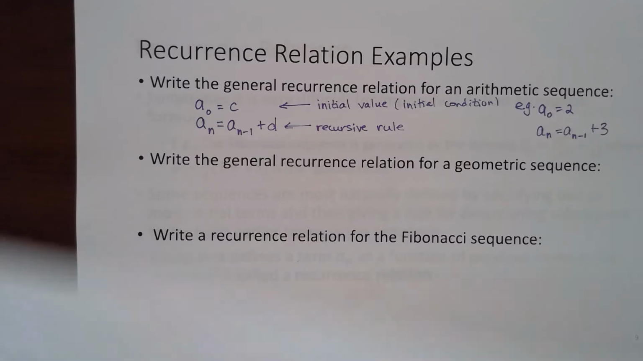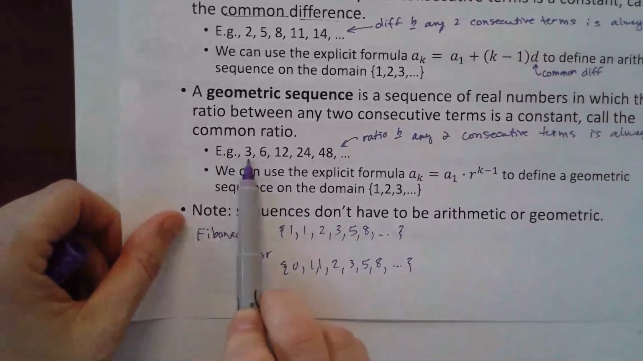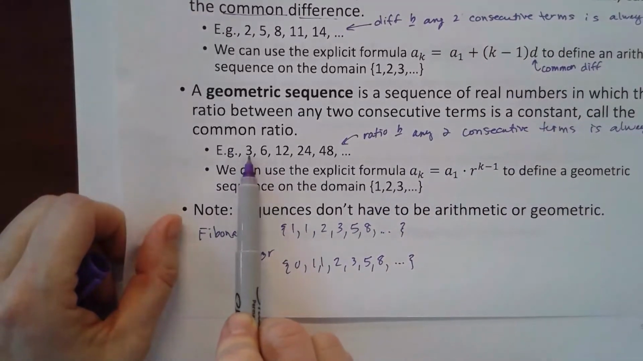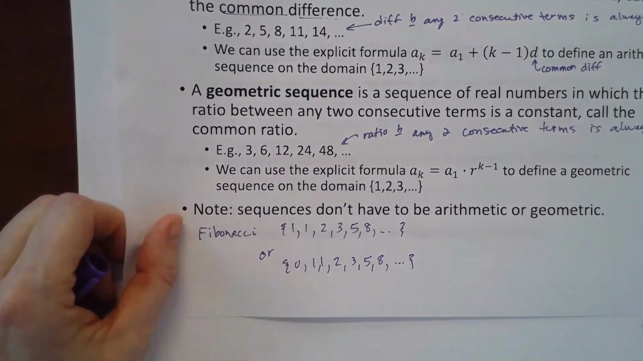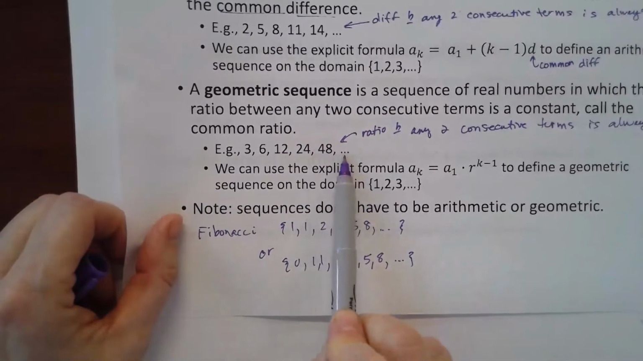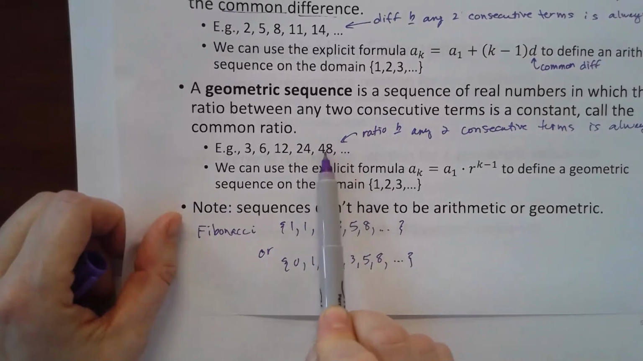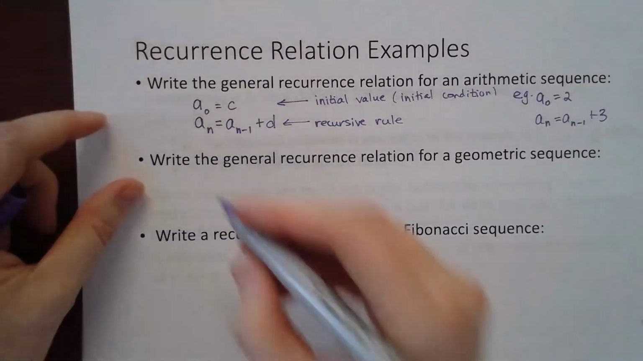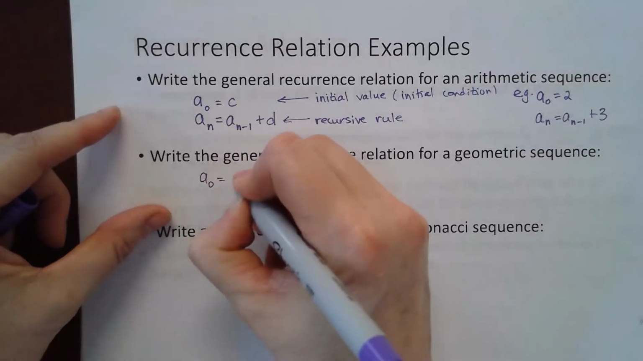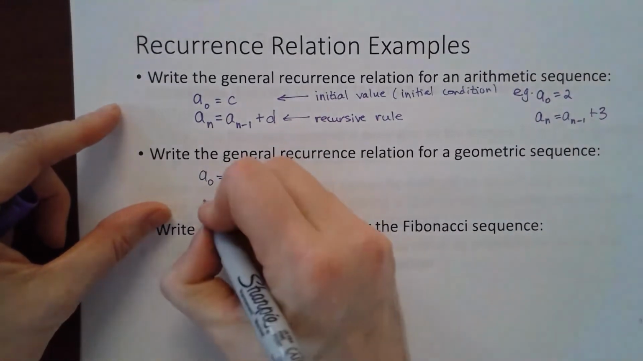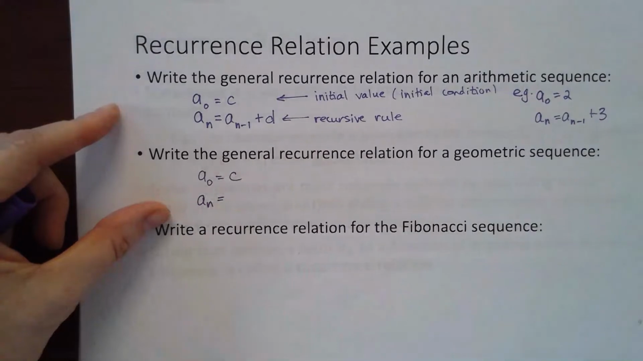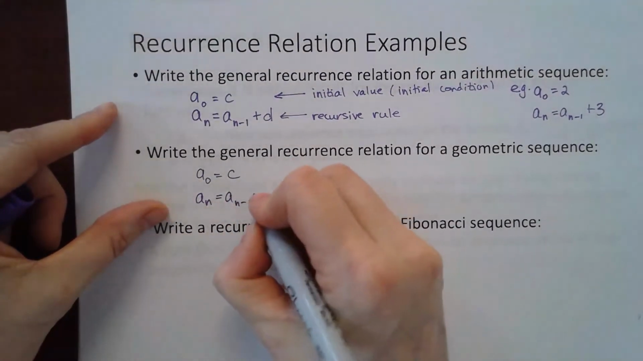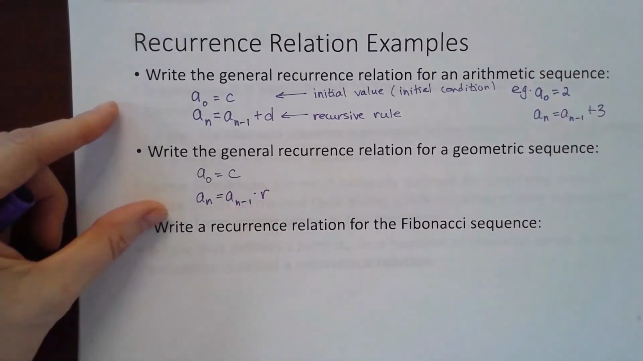So we could also do a recurrence relation for a geometric sequence. Very similar. Think about this geometric sequence. Once again, I have to have a starting point, like here with the 3, and then you could write a recursive rule. If I want to find the next value in the sequence, I just take the previous one and multiply it by 2. So I have some kind of initial condition, and then to find the nth term, I go to the previous term, which is a sub n minus 1, and then I multiply it by the common ratio.